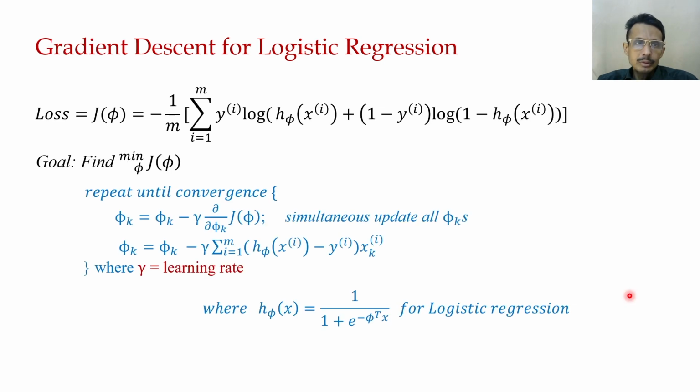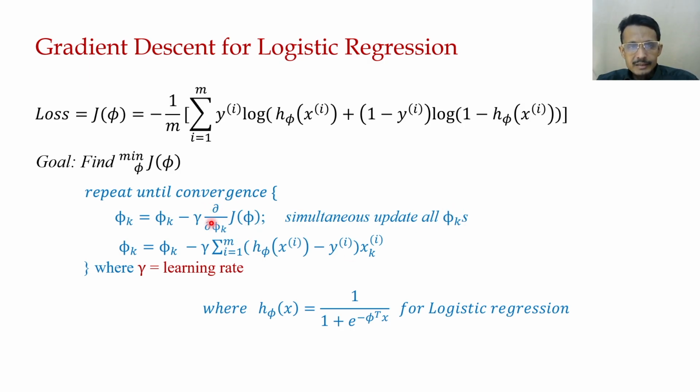So as before, we are going to use gradient descent for this logistic regression. Our loss is defined as J(φ), and we have to find the φ such that we have minimized this J(φ). We run this algorithm, repeat until convergence, so that we can get the global minima. That means we have to update simultaneously all φ_k's using this formula.